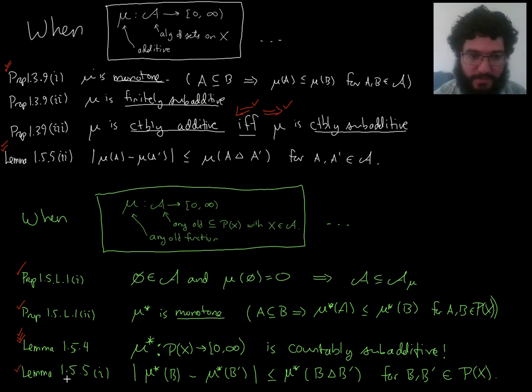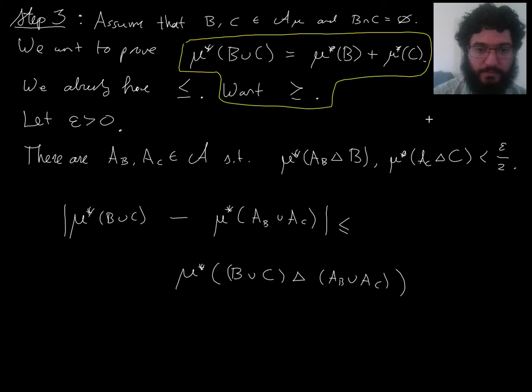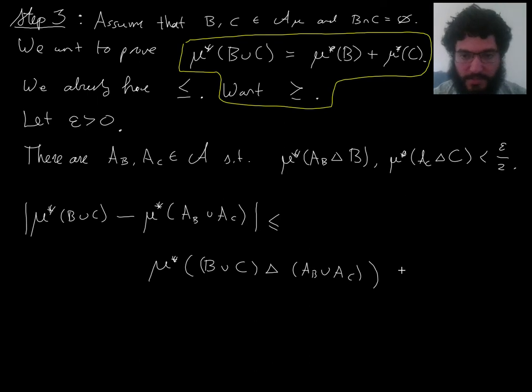So we're now using lemma 155 part 1, which tells us the distance between the two mu stars, these two numbers, is controlled by mu star of the symmetric difference. All right, and let me position this better. Now, that's a really good start, but again, I want to... oh, sorry, actually, no, this is perfect.